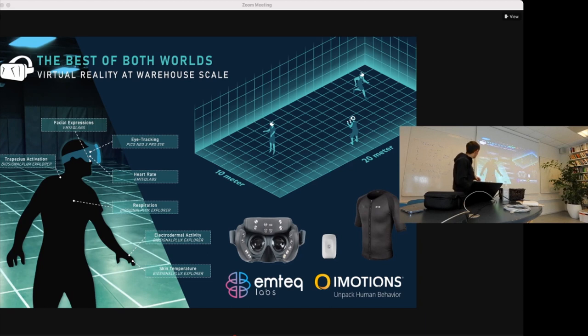And here I have a little bit of a showcase of what technologies we're using. We're using a facial mask that's put inside the VR headset, which measures facial expression from the upper face. It's based on EMG, measuring from 4 different sites. Then we have eye tracking, which is built into most of the high-end VR headsets these days, so that one is basically consumer grade. And then we also have heart rate coming from this mask.